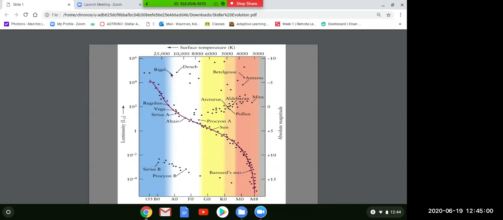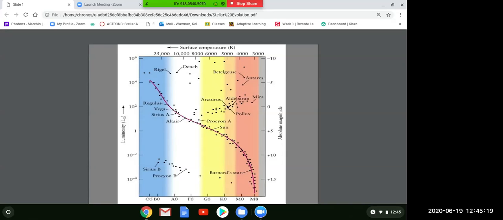Deneb's a white supergiant. Rigel's a blue supergiant. Turns out Rigel's very, very massive, more massive than Betelgeuse. Betelgeuse is only about 16 times the mass of the sun, but it is over 1,000 times the diameter of the sun. So it's very, very spread out. Supergiant star, very, very large.